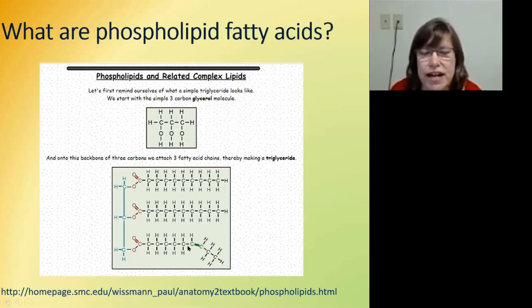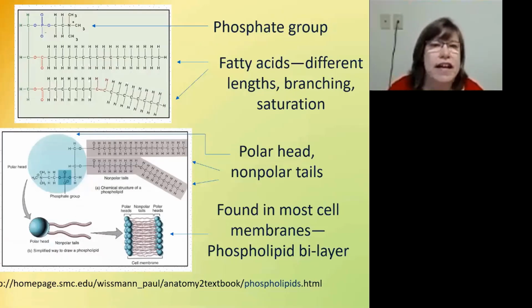You'll notice that the fatty acids are different. The lowest one has a double bond. They can be different lengths. They can have branches to them. So now if you take the triglyceride and exchange one of the fatty acids for a phosphate group, this is a phospholipid fatty acid. So what do they have to do with microbes?